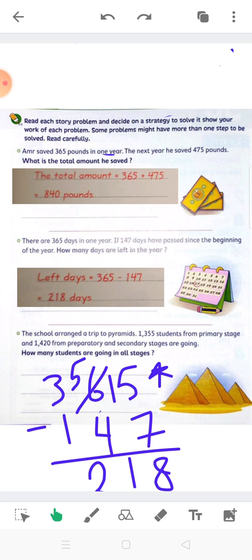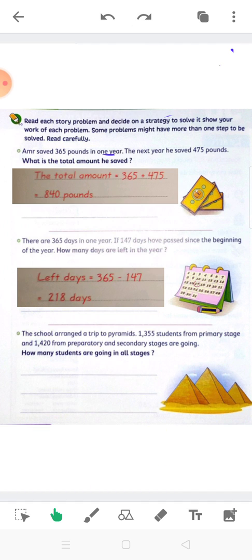Okay, let's clean this and go to the next one. The school arranged a trip to the pyramids. 1,355 students from primary stages, and stop. Circle "and". This is a key word, but we must complete the whole story. 1,420 from preparatory and secondary stages are going. How many students are going in all stages?